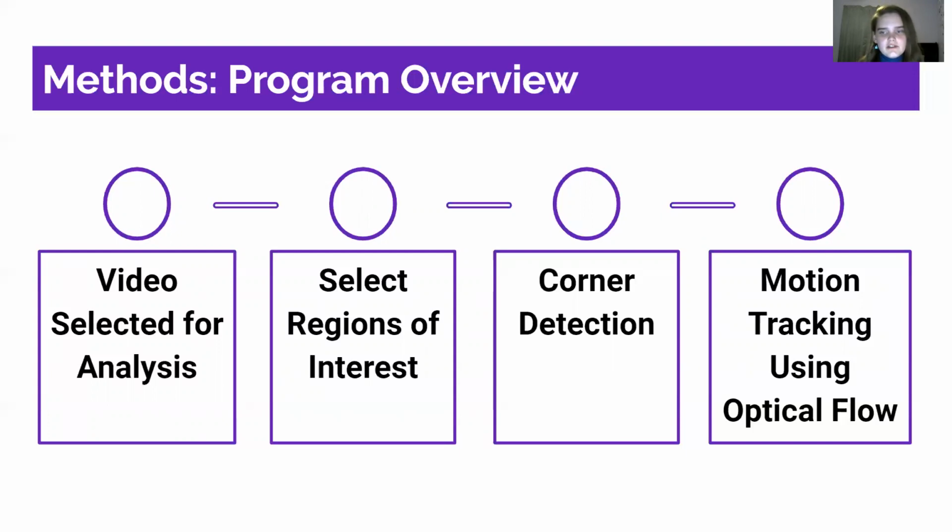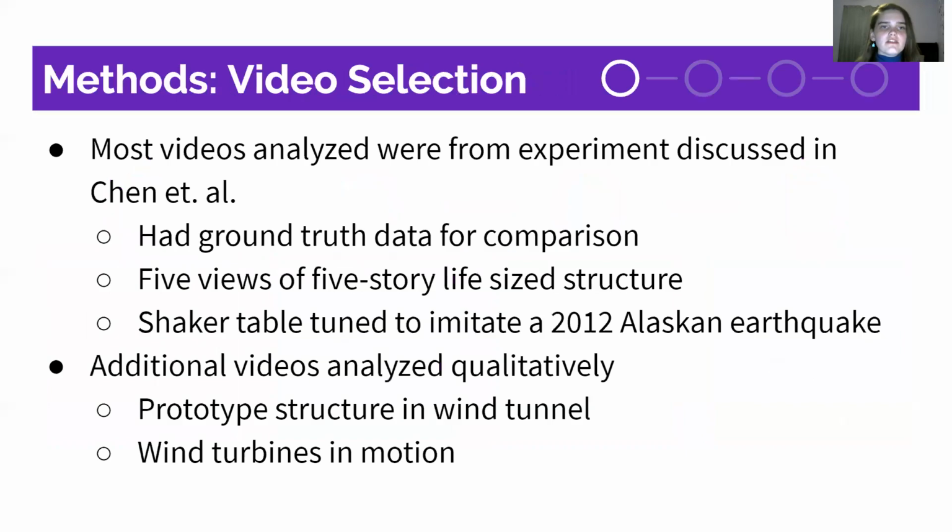So, in order to delve a little deeper into this, we'll start with the videos that were used within this project. Most of the videos that we analyzed were from an experiment that was a 5-story building on a shaker table. This was conducted at the University of California, San Diego, and was imitating an earthquake that occurred in 2012 in Alaska. So it's a fairly high-scale earthquake. So the motion is fairly large to the building.